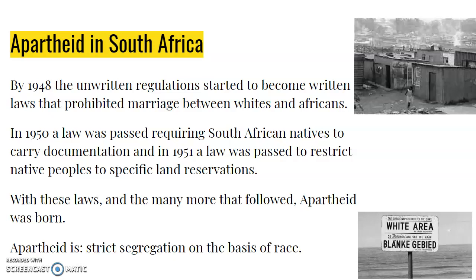So a lot of times people equate this to American segregation. Segregation in no right is good. It is not acceptable. But this apartheid is extreme segregation. It's very strict on the basis of race. So as apartheid goes on, more and more of these laws get passed. So it really begins fully in 1948. However, it carries on into the 1990s.